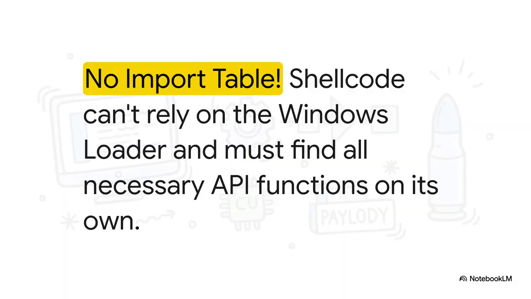And as if that wasn't already hard enough, the second survival rule is even bigger. A normal program has something called an import table. It's basically a shopping list. It hands it to the Windows loader and says, hey, I'm going to need these functions from these system libraries. Shellcode gets nothing. It's dropped into a process completely blind. It has to figure out how to find every single system function it needs, all on its own.